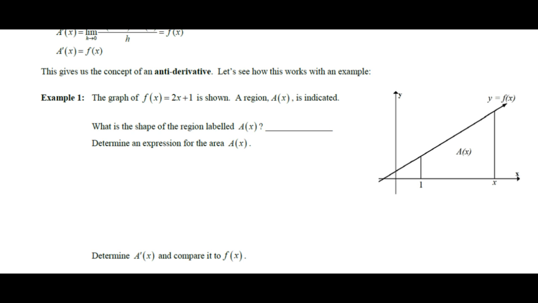So let's take a look at this. We'll just work it with that example. We've got the graph. f of x is 2x plus 1. We've got this area, this shape is A. This shape with a pair of parallel sides, it's a trapezoid, right? So what is the shape? This is a trapezoid.